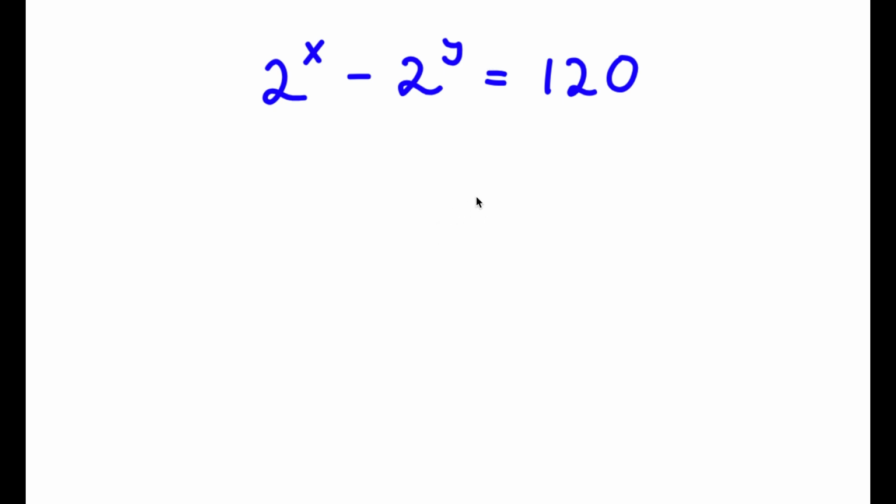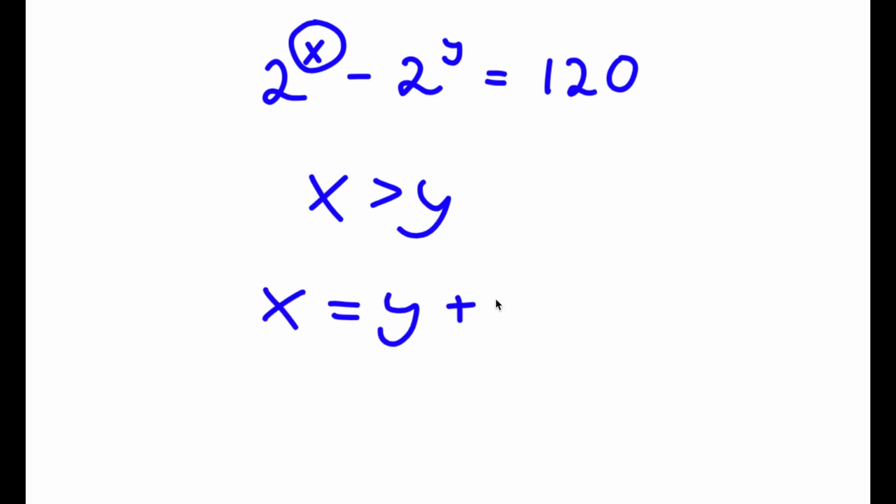Alright, so in this problem I have 2^x minus 2^y is equal to 120. So at first glance, we can already tell that 2^x is greater than 2^y, because 2^x minus 2^y is a positive number, meaning x is greater than y, because both of these have the same base. So because we know that x is greater than y, we can say that x is equal to y plus some variable k.